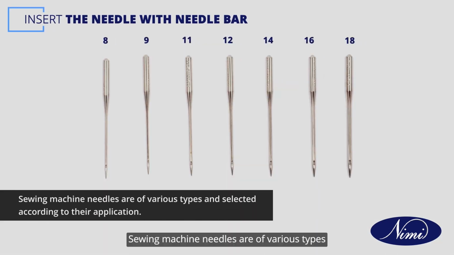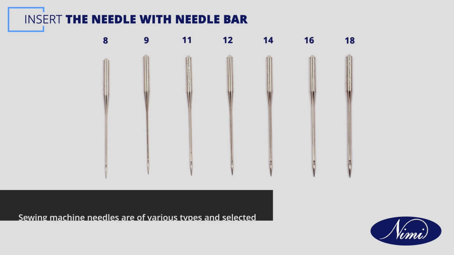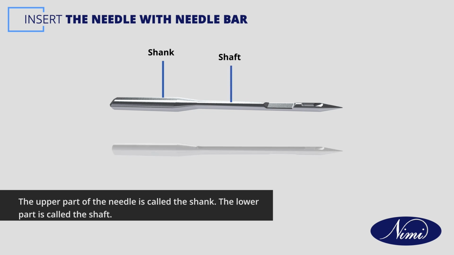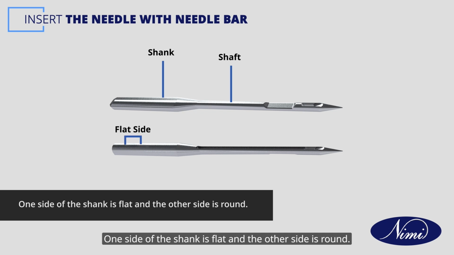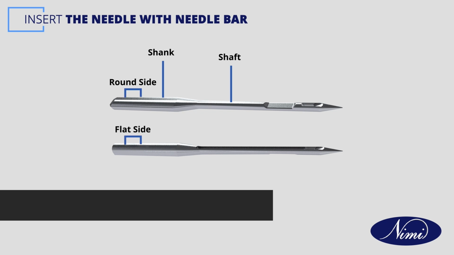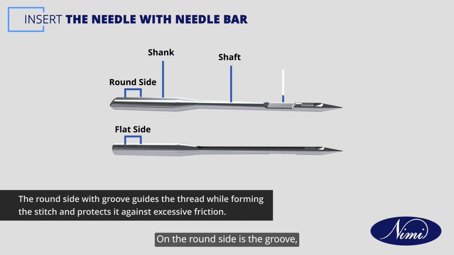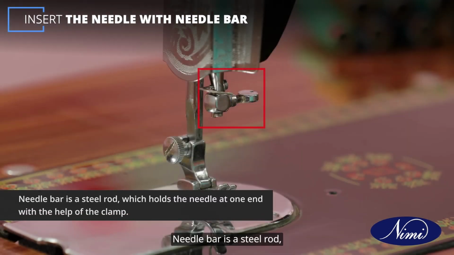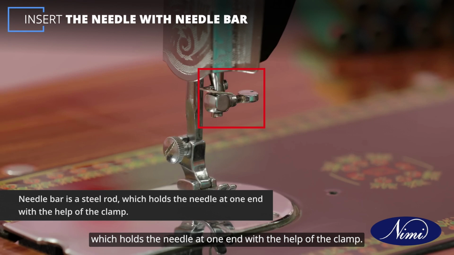Sewing machine needles are of various types and selected according to their application. The upper part of the needle is called the shank. The lower part is called the shaft. One side of the shank is flat and the other side is round. On the round side is the groove which guides the thread while forming the stitch and protects it against excessive friction. Needle bar is a steel rod which holds the needle at one end with the help of the clamp.